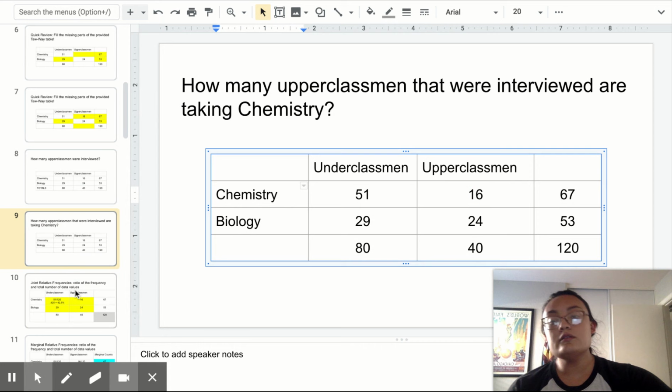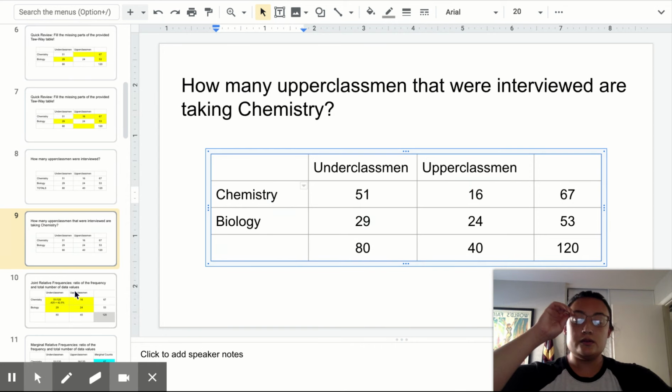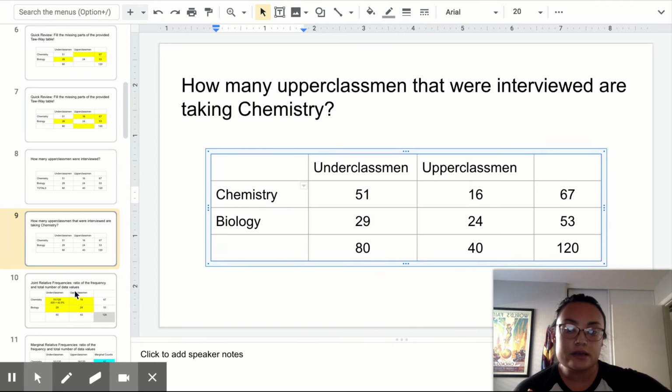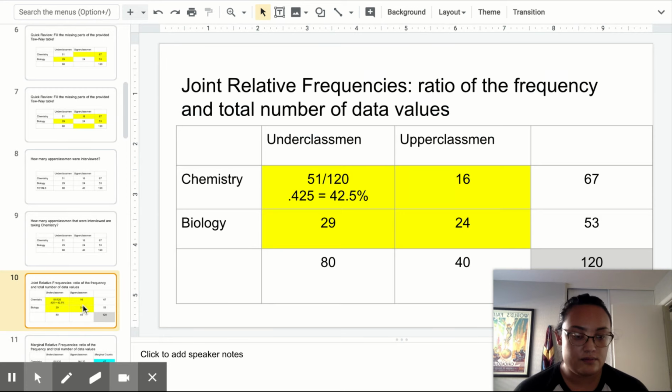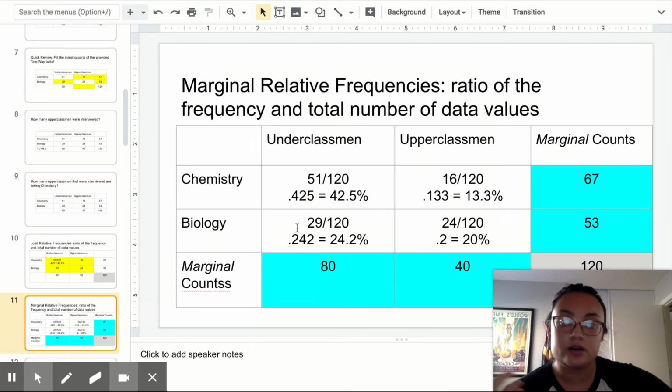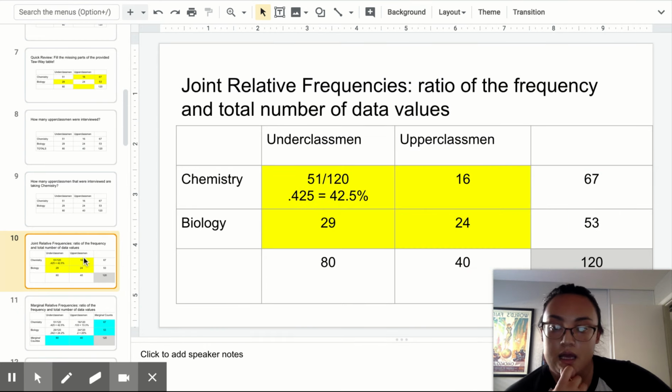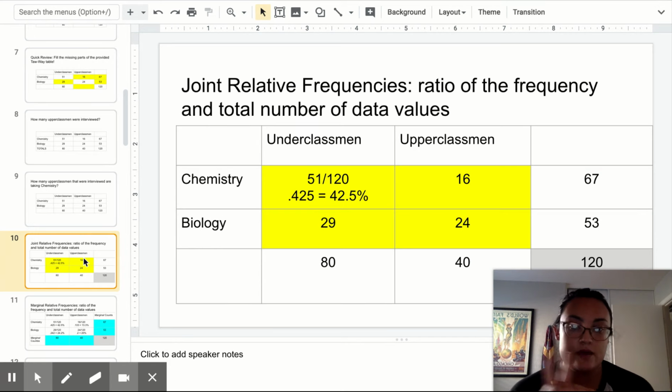Okay, so now for the new content. The new content is legit so easy. All you're doing is taking these numbers and dividing. What we're practicing, what we're finding, are called frequencies. We're going to have two different ones: the joint relative frequencies and the marginal relative frequencies. What we're working with right now are just the joint frequencies. When I say joint, all I'm talking about is this part highlighted in yellow. So it's just those inside guys, okay?